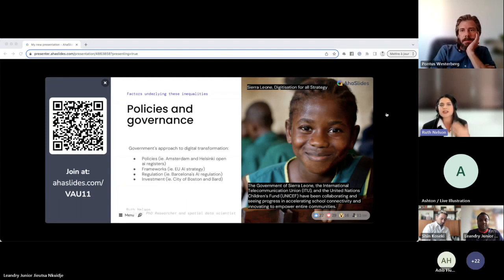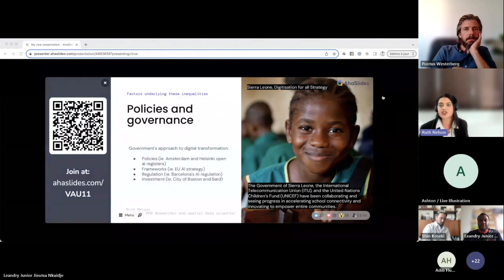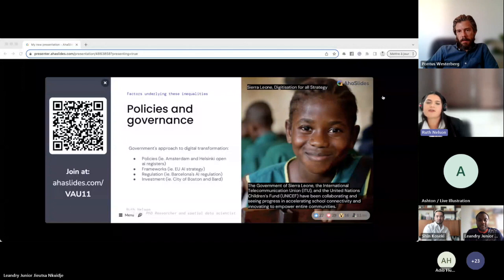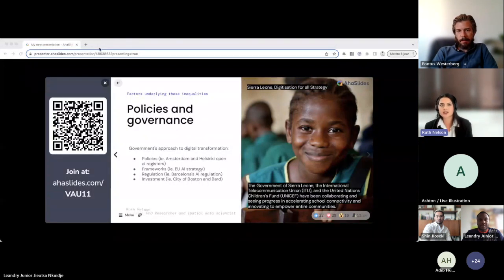And I just wanted to give an example of a specific approach. In Sierra Leone, there's the Digitization for All strategy. Essentially, this is a program in conjunction with the government of Sierra Leone, the International Telecommunication Union, and the United Nations Children's Fund. They've been collaborating to provide internet access to a number of schools across the country. I think this is an interesting example of a specific approach towards digital transformation that a country has taken, with the aim of uplifting children, but also potentially whole communities through this initiative.